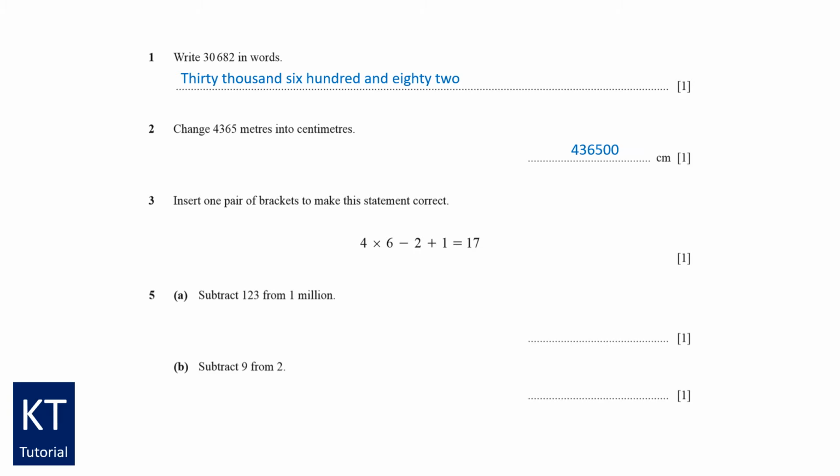Question 3. Insert 1 pair of brackets to make this statement correct. The brackets should encompass 6 minus 2 for the statement to be correct. Question 5a. Subtract 123 from 1 million. The math should lead us to 999,877. Next, subtract 9 from 2. This is 2 minus 9, providing the answer minus 7.